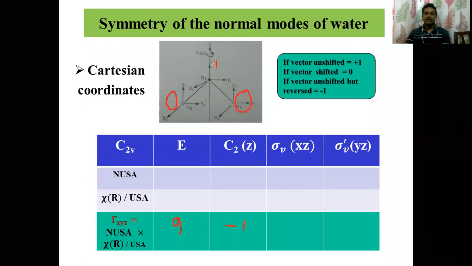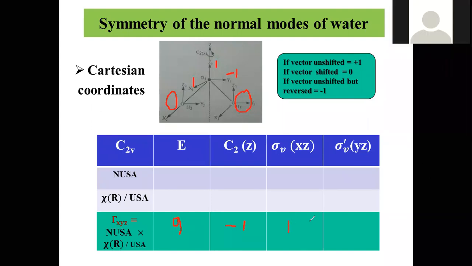But when I go for this oxygen, what happens? The xz plane contains x1 and z1, so z1 is going to contribute 1, x1 is going to contribute 1, but y1 is going to go to minus y1, so the contribution is -1. Therefore, the total sum is 1, and that number comes here.